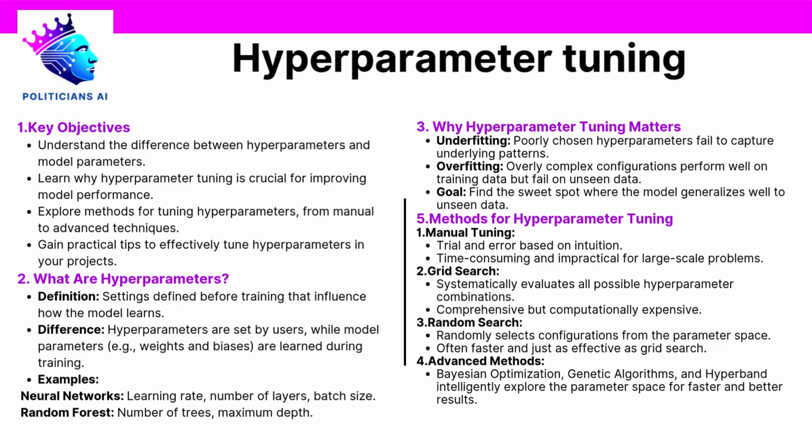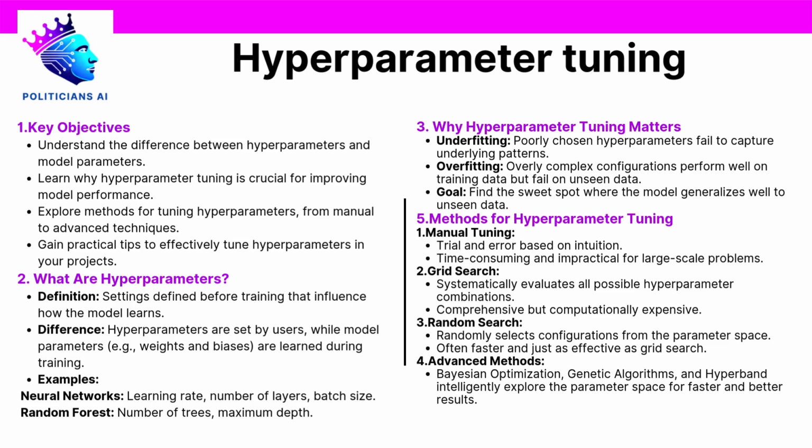Learning rate. This controls how much the model adjusts its parameters with each training step. A rate that's too high might overshoot optimal solutions, while a low rate can slow down training. Batch size. This is the number of data samples processed before updating the model. A smaller batch size can lead to more precise updates, but might take longer to train.